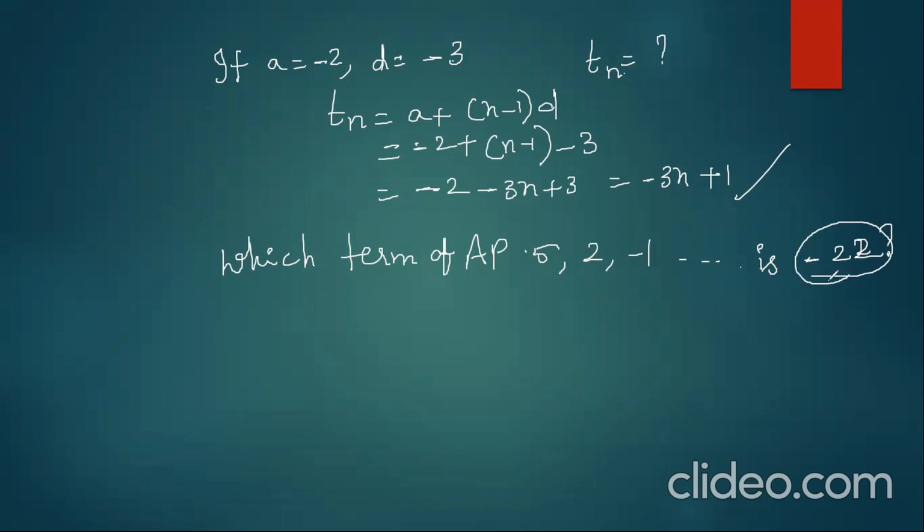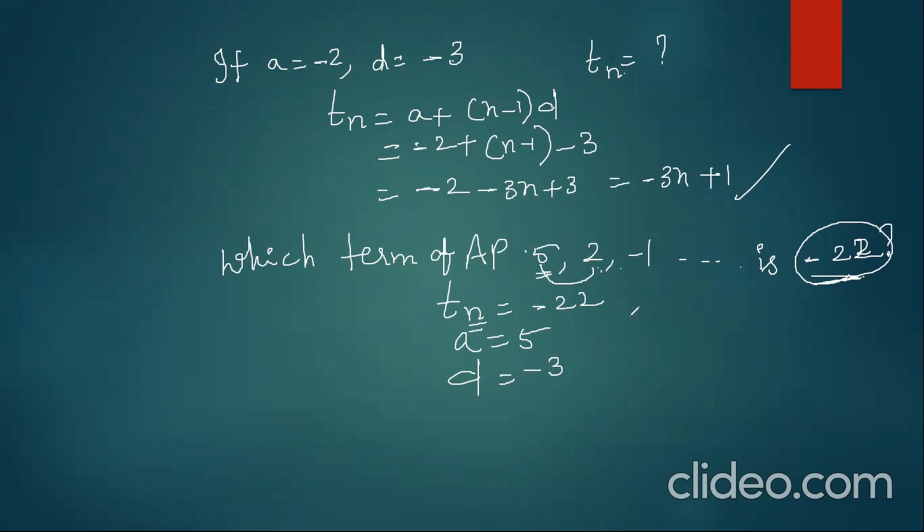So here Tn is given: Tn is equal to -22 and A is equal to 5. And what about D? D is equal to 2 minus 5, that is T2 minus T1, so D is -3. Now we have the three things, so we can easily calculate the value of n.